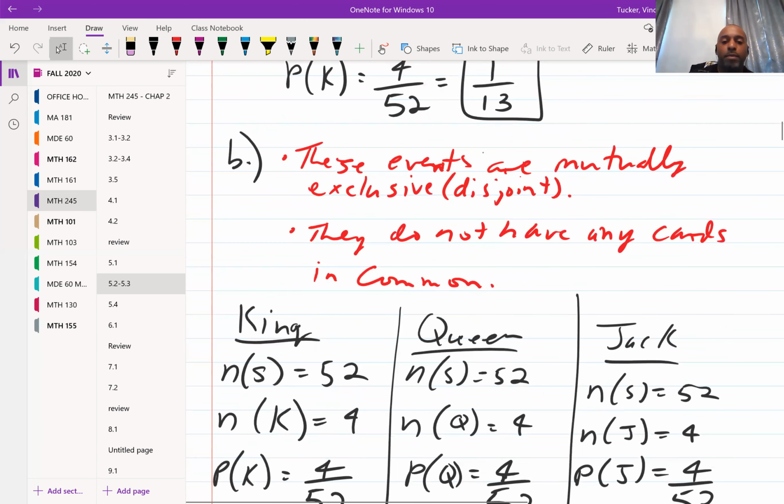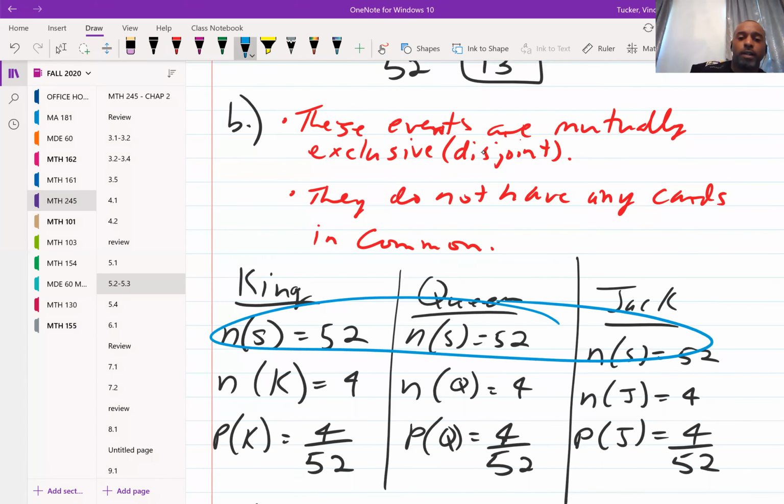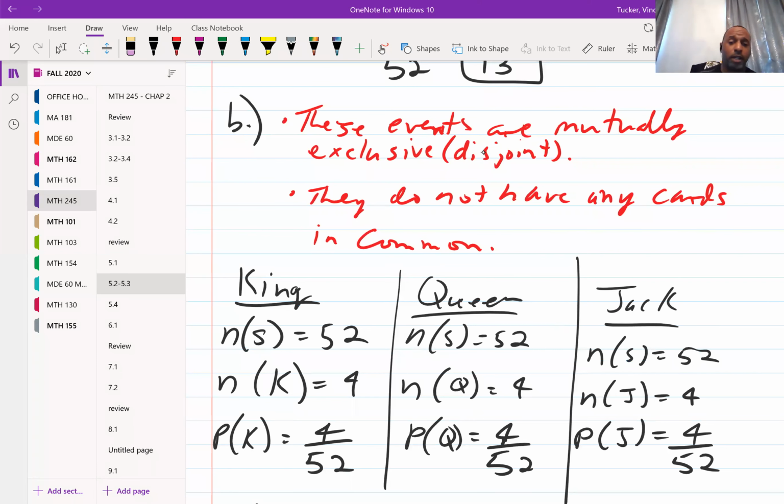So it just so happens that the probability of getting a king, a queen, or a jack is going to be the same, right? Because you have 52 cards in the deck. That's going to be the sample space for all 3 of them, and that's not going to change. There are 52 cards in the deck no matter which category you're looking at. Then there are 4 kings, 4 queens, and 4 jacks in the deck.